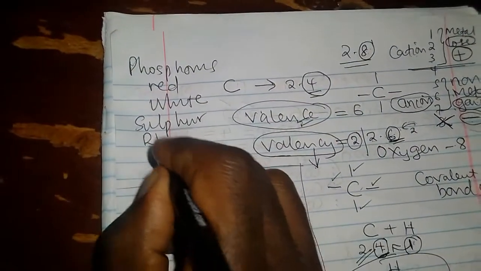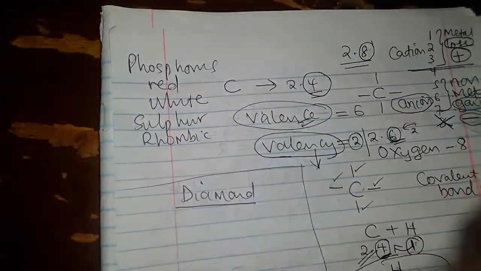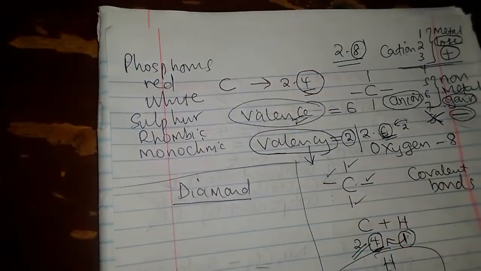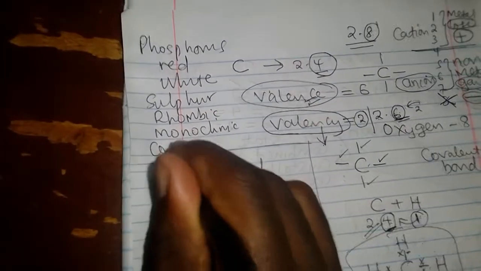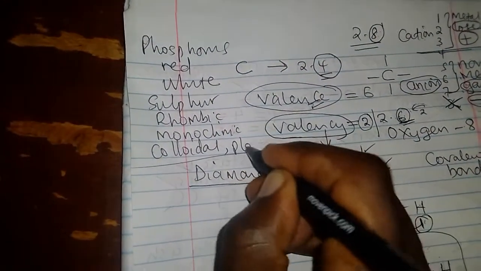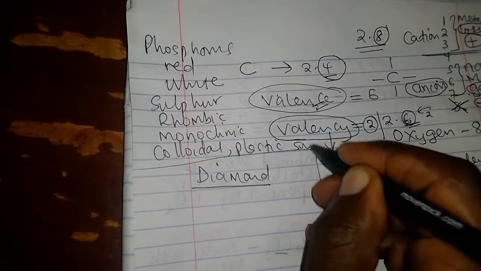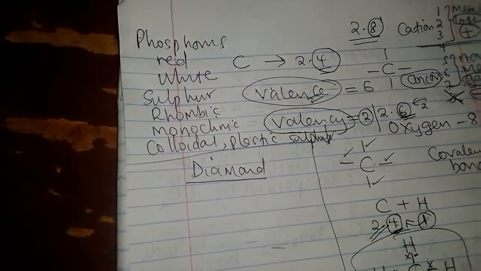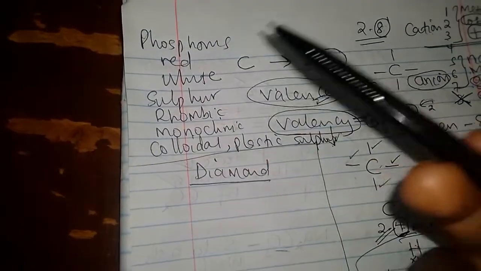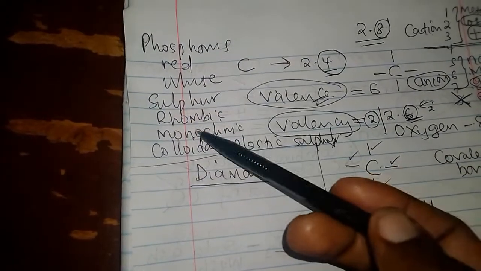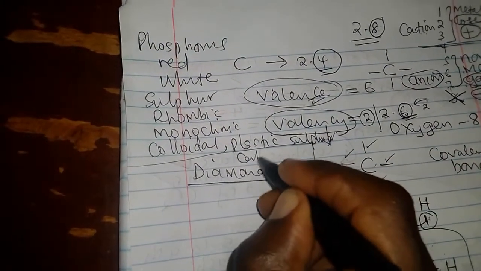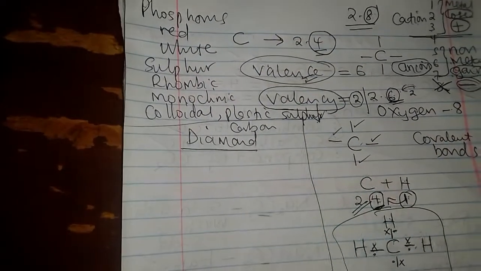We have what we call the rhombic sulfur. We have what we call the monoclinic sulfur. We have what we call the colloidal sulfur, and even the plastic sulfur. So all these ones are allotropes of sulfur. So an element can exist in different forms, just like the way phosphorus exists as red phosphorus or white phosphorus. Sulfur exists as rhombic, monoclinic, colloidal, or plastic sulfur. So we have said carbon also is allotropic, having diamond and graphite.